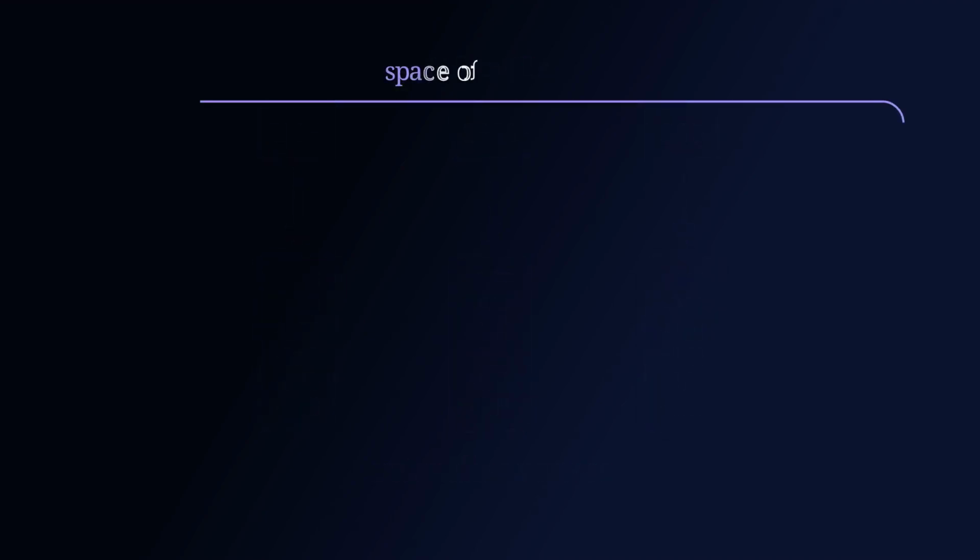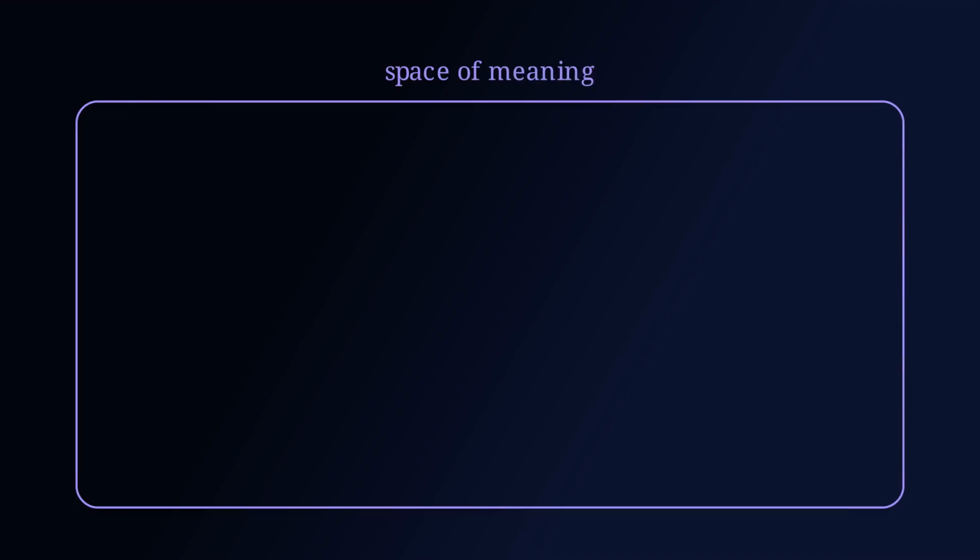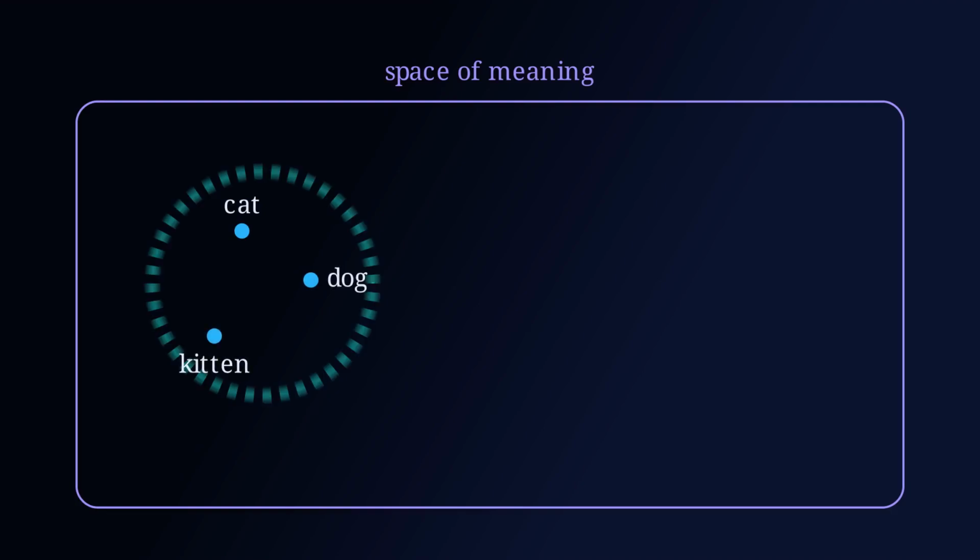Here is the beautiful part. During training, the model learns to place these vectors so that words used in similar ways end up near each other. Cat and dog drift close together. Cat and refrigerator end up far apart. Meaning becomes geometry.